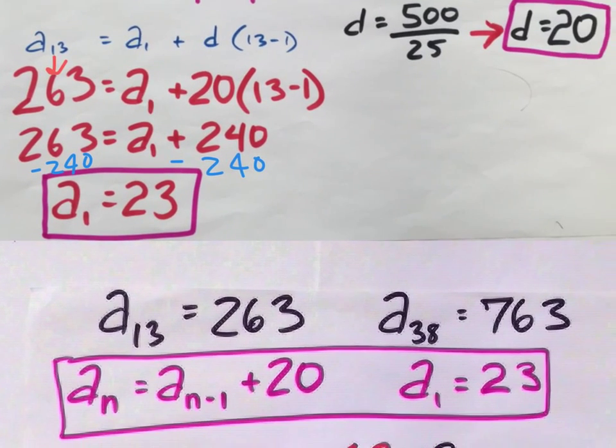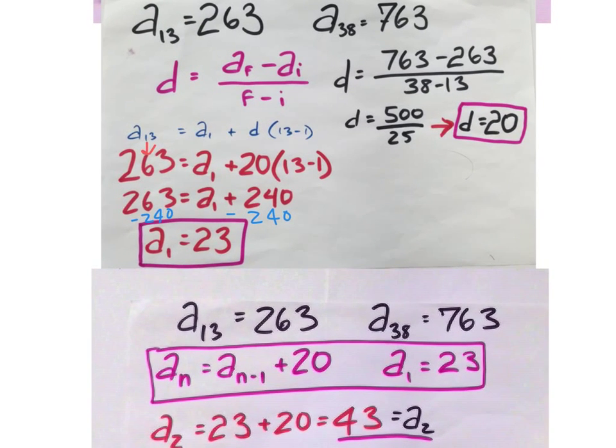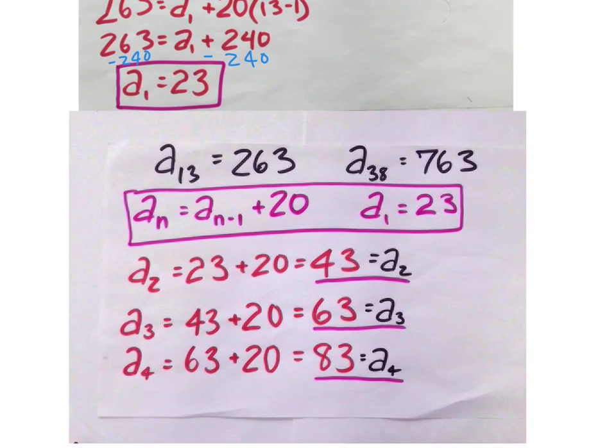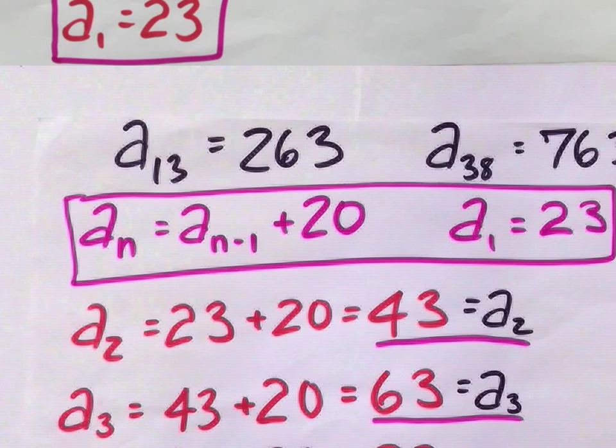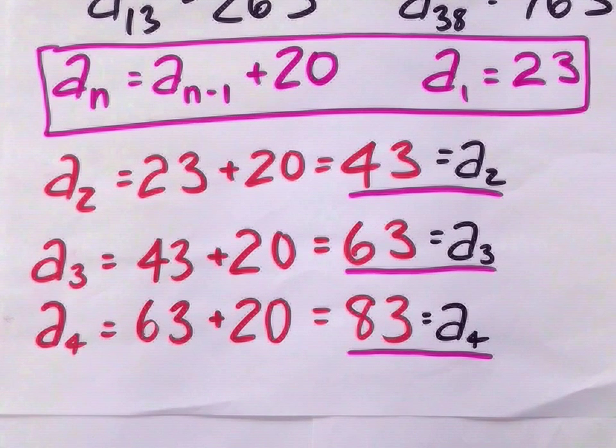We're not out of the woods yet. We now need to plug that new information, right? We just found out 20 is the common difference, 23 is the first term. Let's just jump in. So here we have our recursive equation formula. We have the difference, and we've got the first term. And so now how do we figure out what the second term is? We're going to write a sub 2 equals a sub 1, which we know is 23, plus the common difference, which is going to be the same every time, plus 20, and that's going to give us 43.